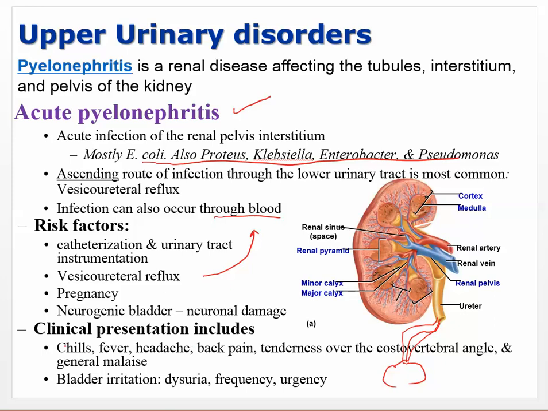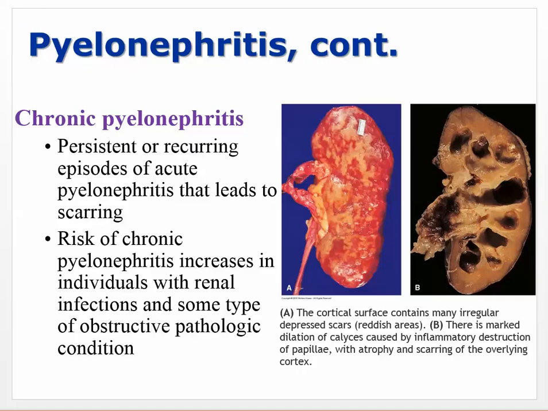So clinical presentations: chills, fever. So now we're talking about systemic. Okay, so we didn't really talk about that with cystitis. But then when it spreads up into the kidney and becomes interstitial, we start to see more systemic symptoms. So chills, fever, headache, of course back pain, because it's affecting the kidneys, tenderness over the costovertebral angle, and general malaise. So bladder irritation can happen because the bladder is probably going to be affected as well. So dysuria, frequency, urgency.